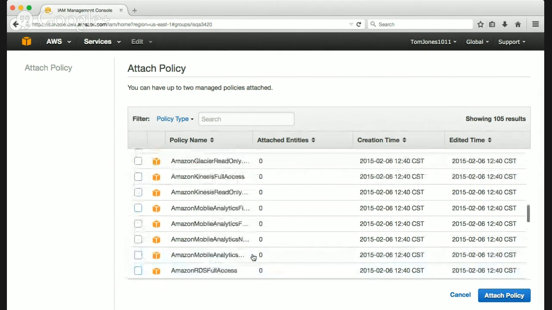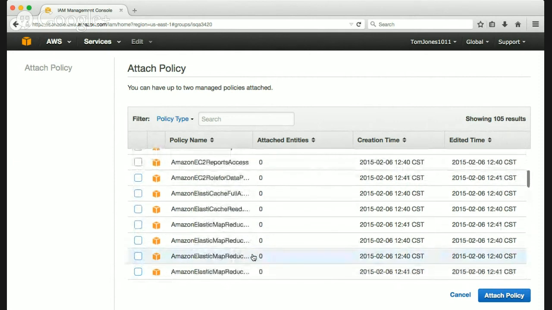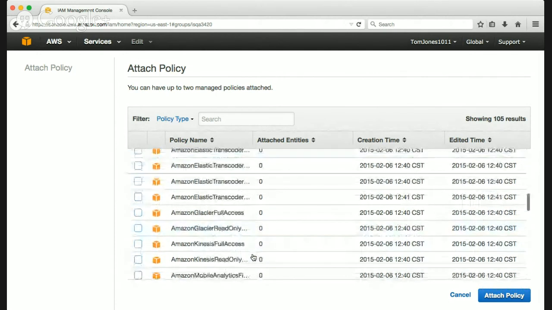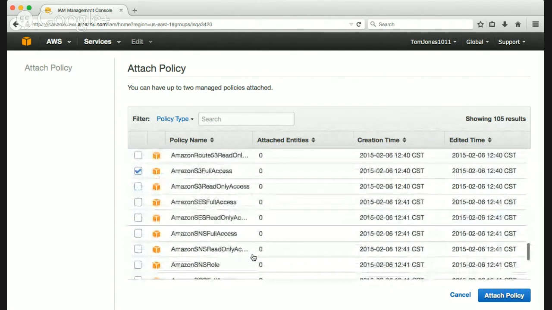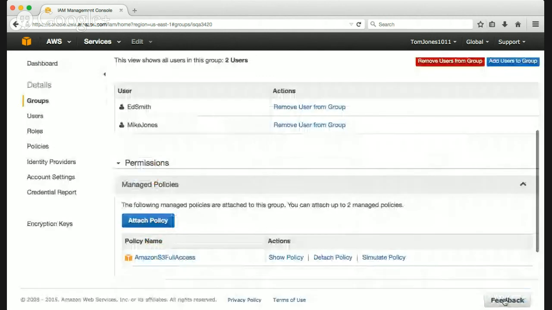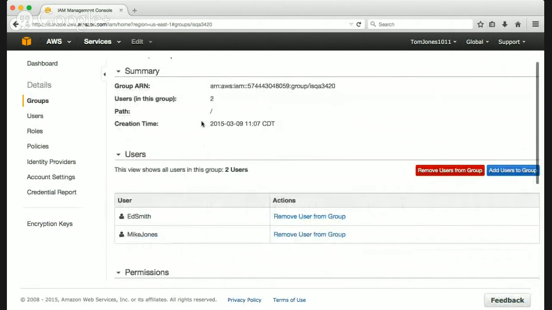I could give you, say, cloud compute, the Elastic Beanstalk. I could give you full EC2 to create your own virtual servers, but I'm not going to do that. I'm just going to give you access to S3. So I'm going to attach this policy, and everybody should now have S3 full access. Because you're logged in as Ed Smith or Mike Jones in the group of ISQA3420, you should now have access to S3 in full.